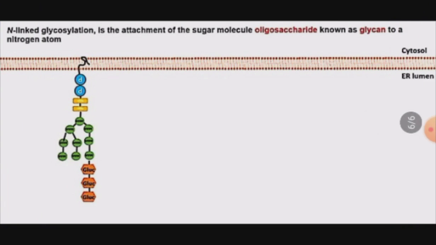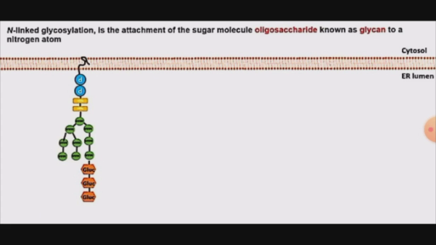N-linked glycosylation is the attachment of a carbohydrate molecule, an oligosaccharide known as glycan, to a nitrogen atom. In the endoplasmic reticulum N-linked glycosylation occurs, and when this protein is transferred to Golgi bodies, O-linked glycosylation occurs. You don't need to go into great detail about glycosylation. I'll just explain a little bit of it, though it would have been easier in a classroom.